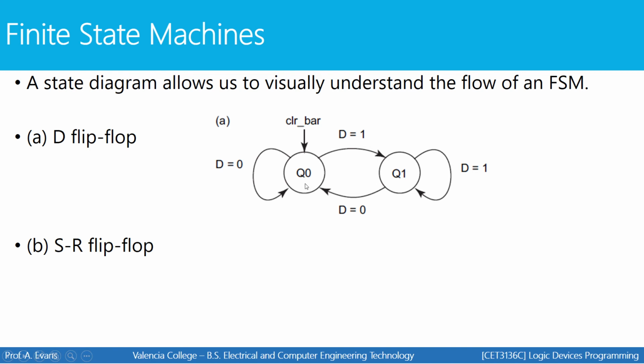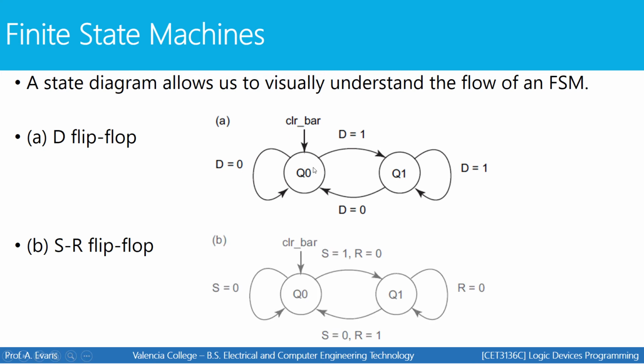So with this state diagram, some really important things that have to be shown are the different states that are available, how we move from one state to another based on inputs, and the fact that we have to have a clear or reset to get us into our initial condition or our initial state.